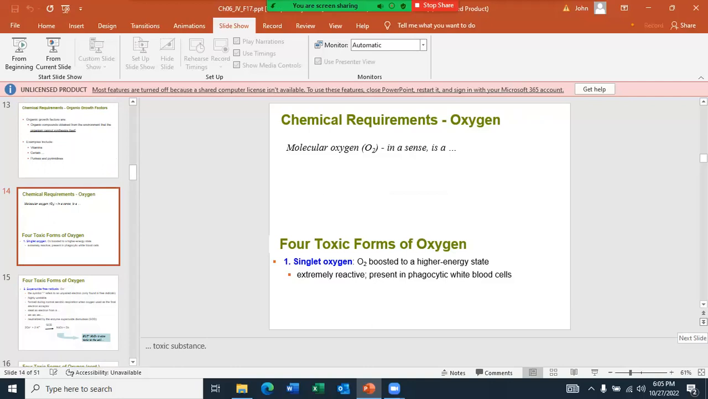All living organisms have a requirement for oxygen. Why isn't that picture showing?